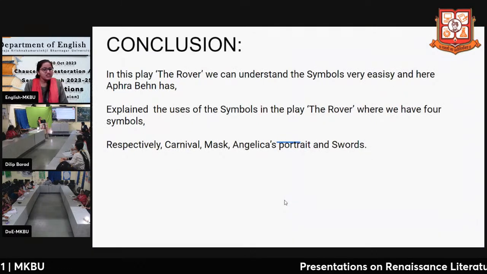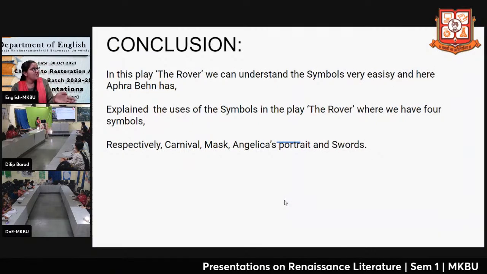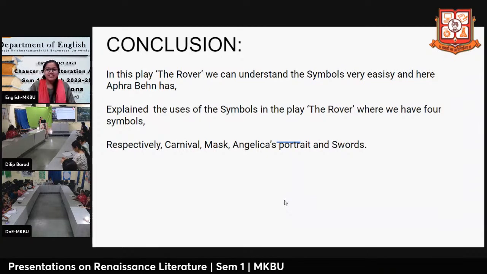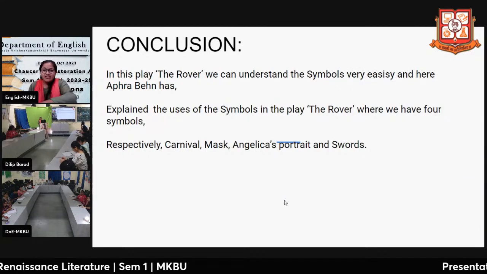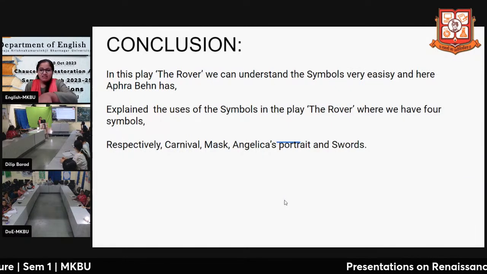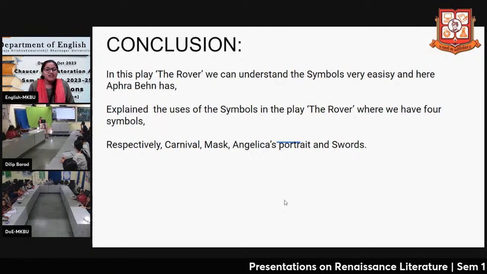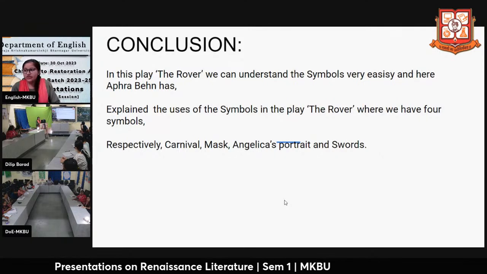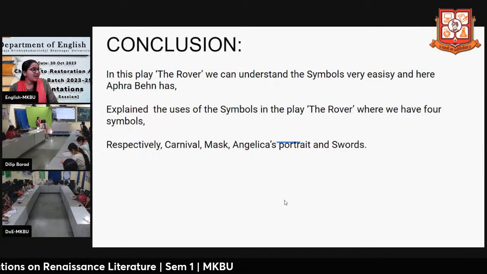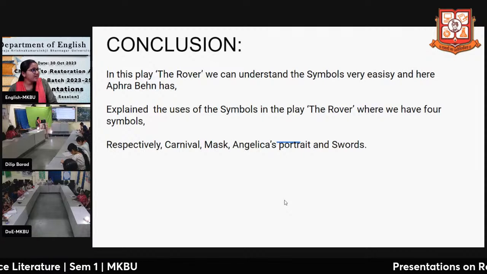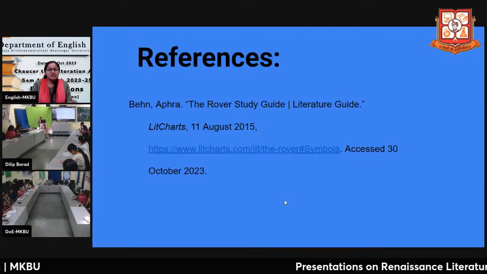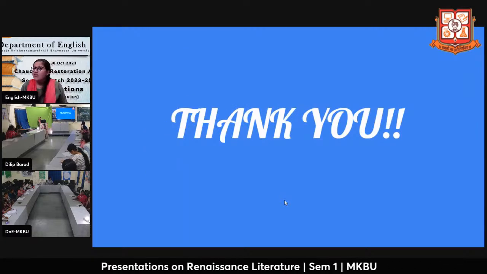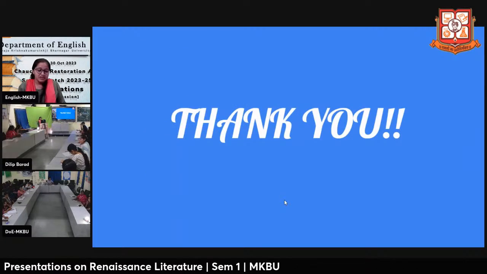This is the conclusion. You can see how easily the symbols have been explained, and you can understand. We can see here there are only four symbols: carnival, mask, Angelica's portrait, and sword. This is my reference taken from here. Thank you. Now, if anyone has a question, you can ask me.